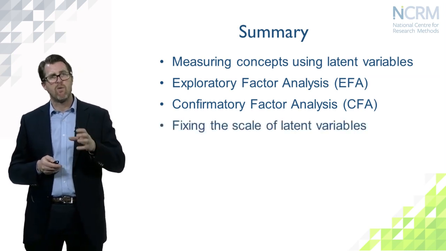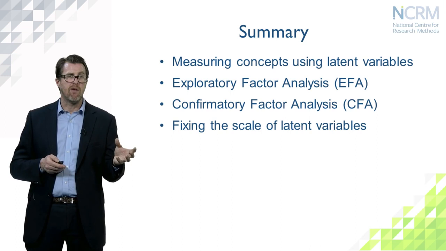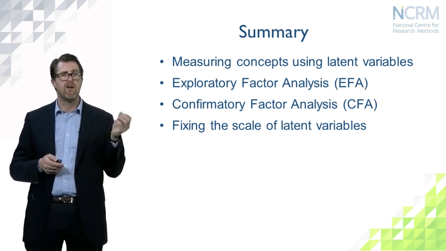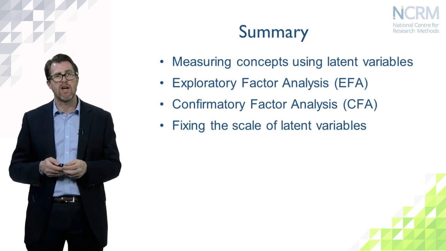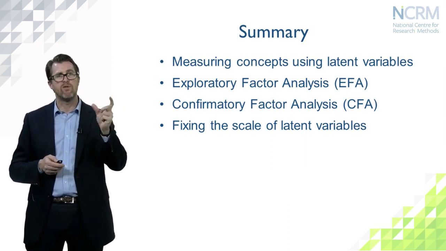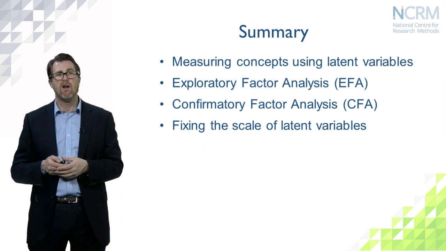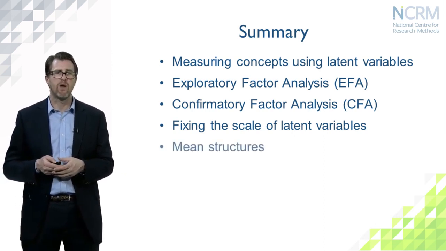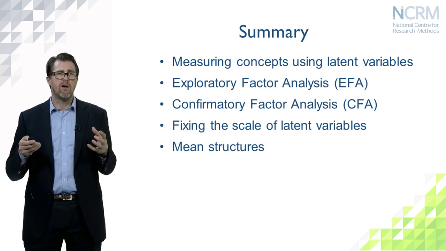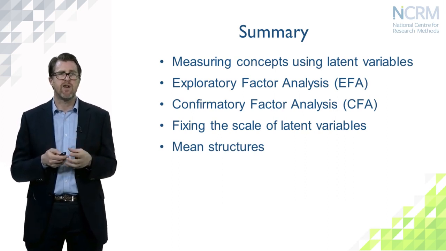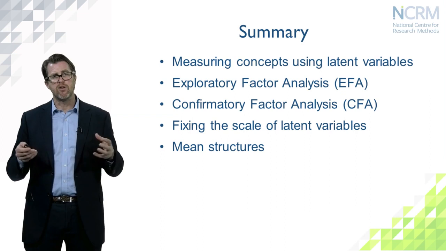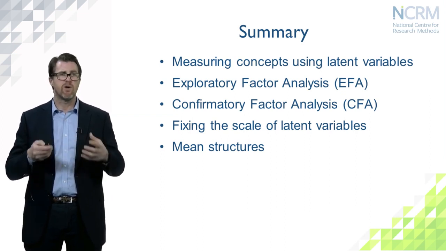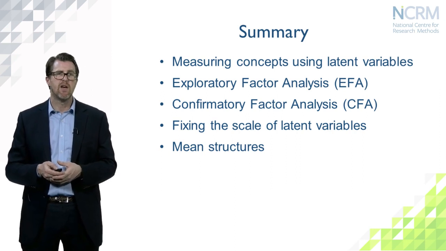We've looked at how we give a metric, a scale, to latent variables by fixing one of the indicators to take the value 1 and therefore take the scale from that reference item. We've thought about how we can analyze means within a confirmatory factor model. Usually we're mainly focused on associations, correlations, but we can also estimate means.